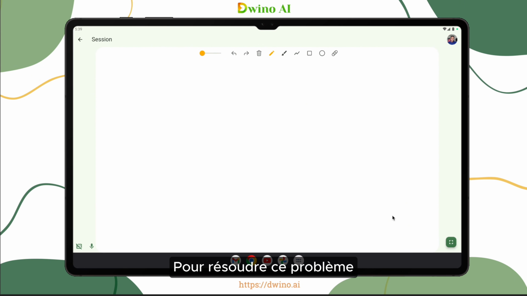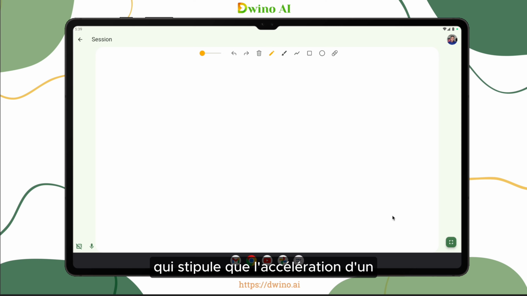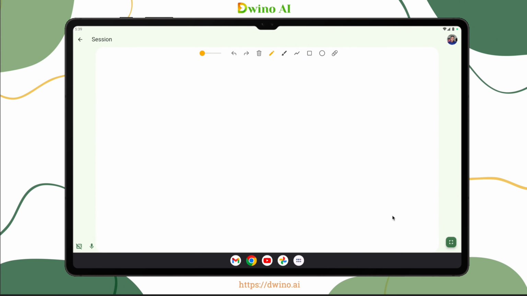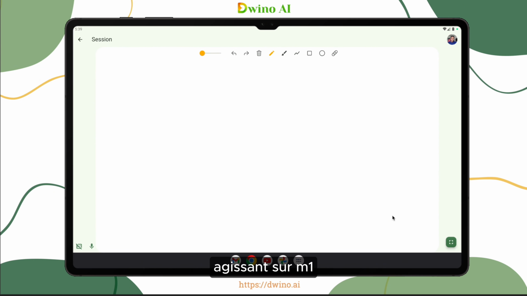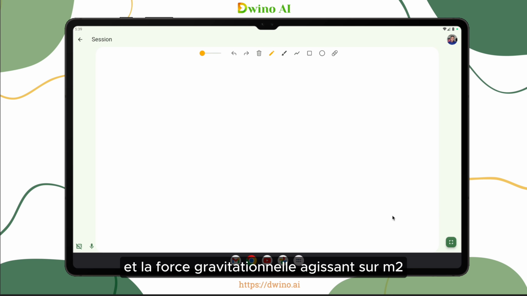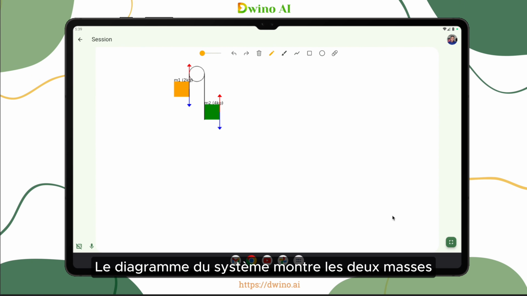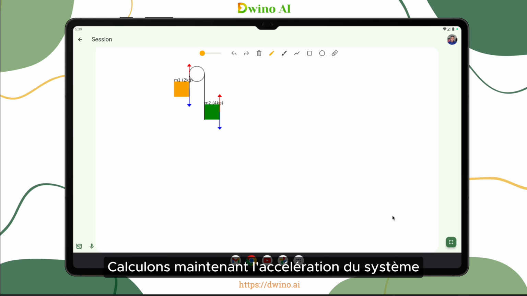To solve this problem, we need to use Newton's second law of motion, which states that the acceleration of an object is directly proportional to the net force acting on it and inversely proportional to its mass. The net force acting on the system is the difference between the gravitational force acting on m1 and the gravitational force acting on m2. Let's start by visualizing the system. The system's diagram shows the two masses m1 and m2 connected by a string over a pulley.